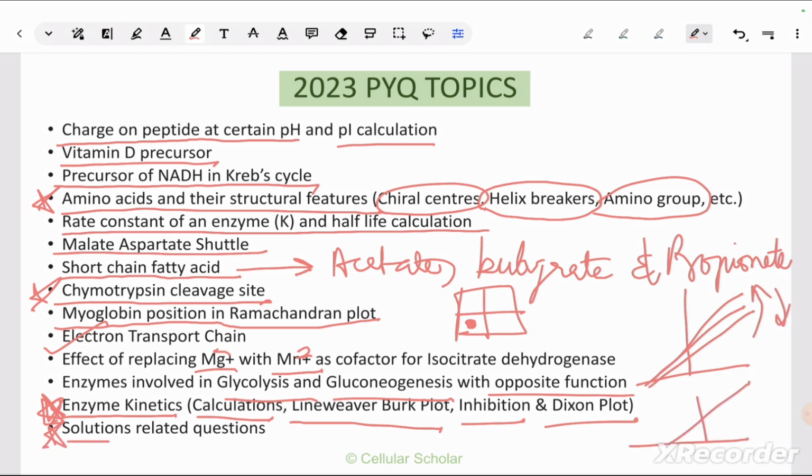Then again, solution related questions were asked. There were 2-3 questions asked. They can be about molarity or normality or molality, so you should know that.